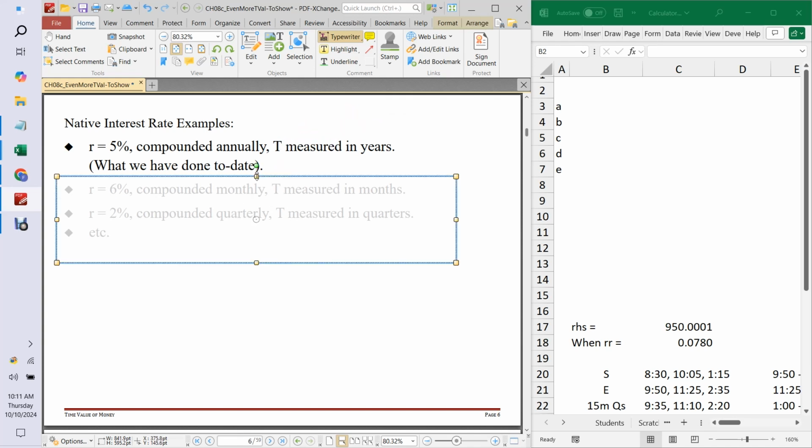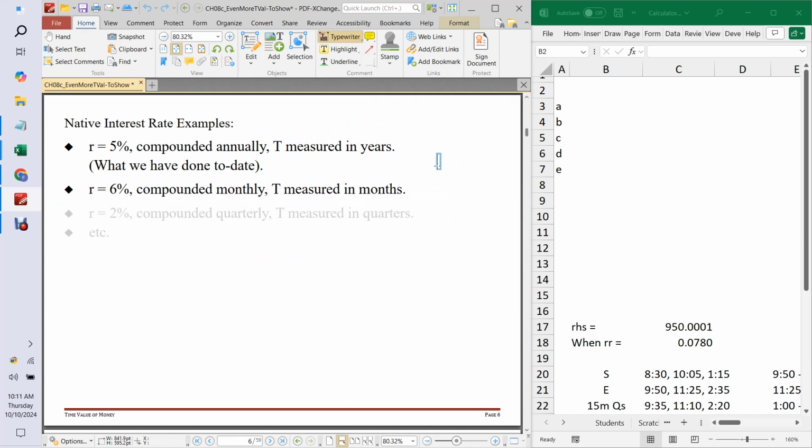But in the real world, we're going to find cases that look like this, where we say R is equal to 6% compounded monthly. We're measuring time in months. So that means every month you get 6% interest instead of every year. And we could also encounter a real-world problem where we have something like this. The R is equal to 2% compounded quarterly, and we're measuring time in quarters. So you always want to be consistent with R and T, and as long as you're doing that, all the equations we've used so far still work.